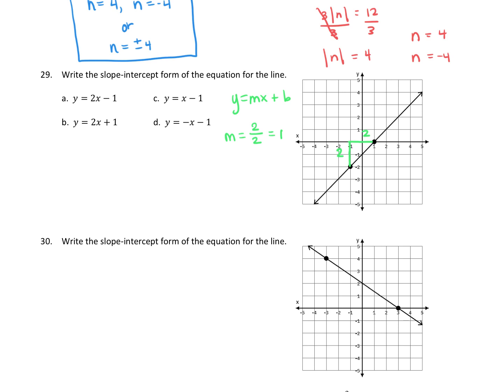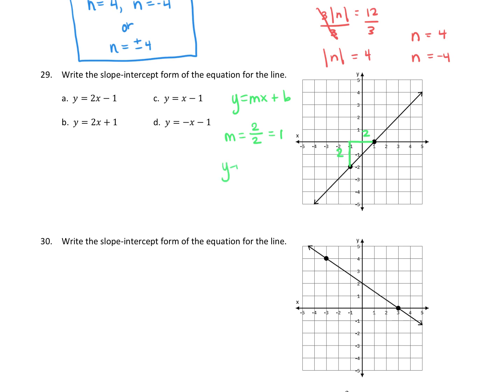And then we just do a slope check. We got a positive slope. We have an uphill line reading left to right, so that checks out. If our line was downhill, we would need a negative slope. We just need to make sure it matches.